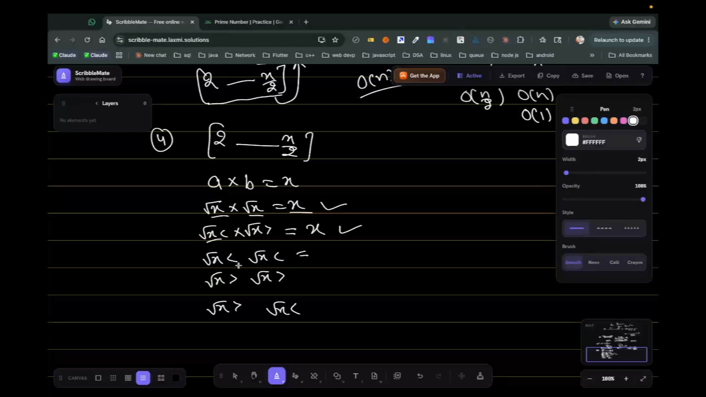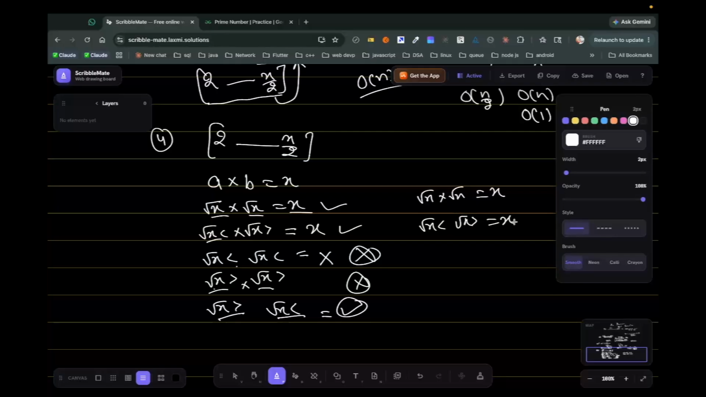Now if one of the roots is less than root x and the other is also less than root x, then it can never form x, right? If one of them is greater than root x and the other is also greater than root x, then their multiplication will always lead to something greater than x, right? So this is also wrong. If one is greater than and the other is less than, then it can form x perfectly, right? So we are left with three cases: either root x times root x gives x, or one root is less than root x and the other is greater than root x gives x, or one root is greater than root x and one is less than root x gives x.